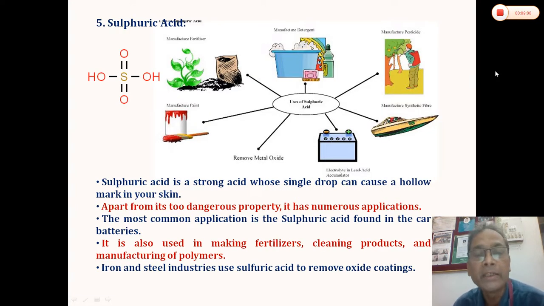Then sulfuric acid. Sulfuric acid is a strong acid whose single drop can cause a hollow mark in our skin. That skin burn will occur when sulfuric acid falls on our skin. Apart from its dangerous property, it has numerous applications. The most common application of sulfuric acid is in car batteries or our inverter batteries. It is also used in making fertilizers, cleaning products and manufacturing of polymers. Iron and steel industry uses sulfuric acid to remove oxide coating.